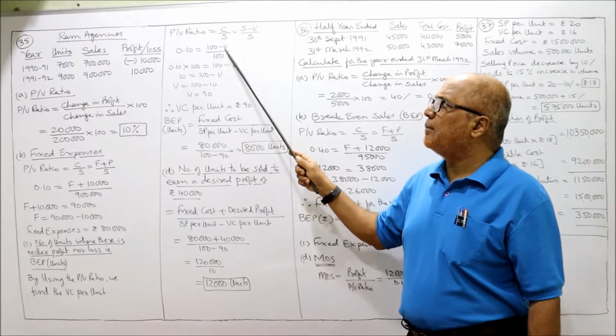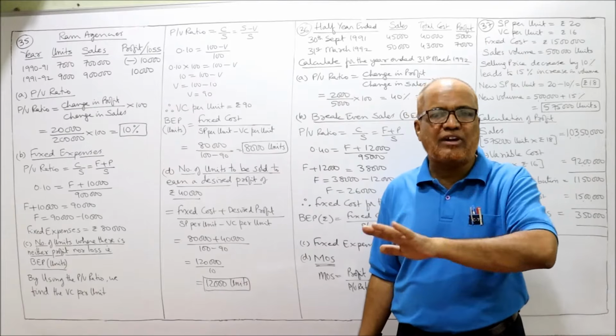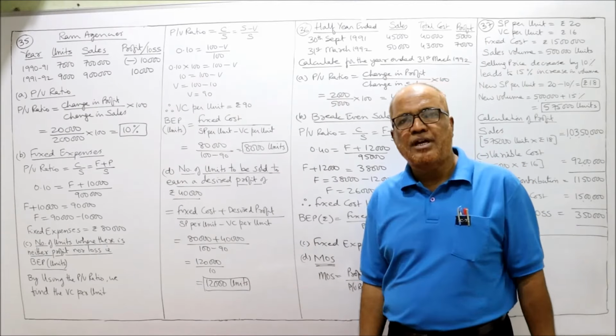Now easily we can find out BEP in units. BEP in units is equal to fixed cost divided by SP per unit minus VC per unit. Fixed cost already we have calculated, 80,000. Selling price given in the problem 100 and variable cost per unit just now we have calculated, 90. So 80,000 divided by 10, 8,000 units. The break-even point is 8,000 units. Number of units required to be sold where there is neither profit nor loss is 8,000.